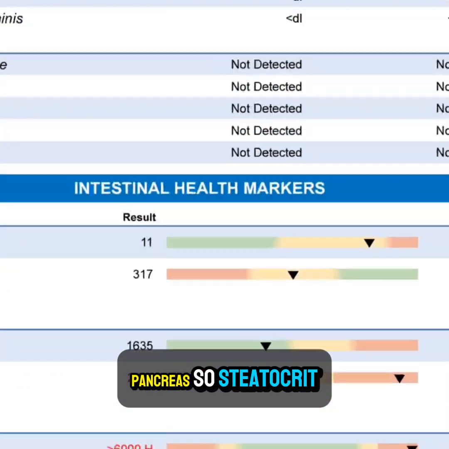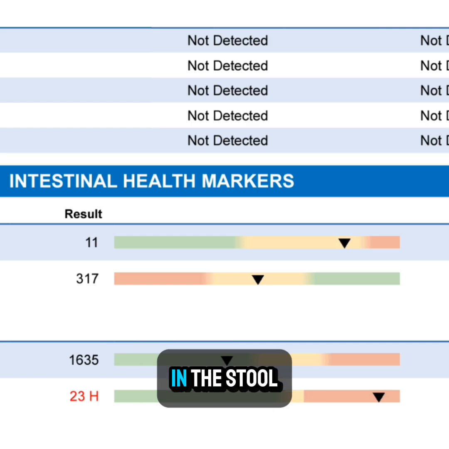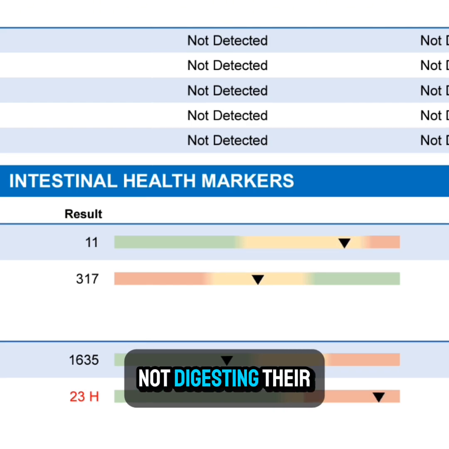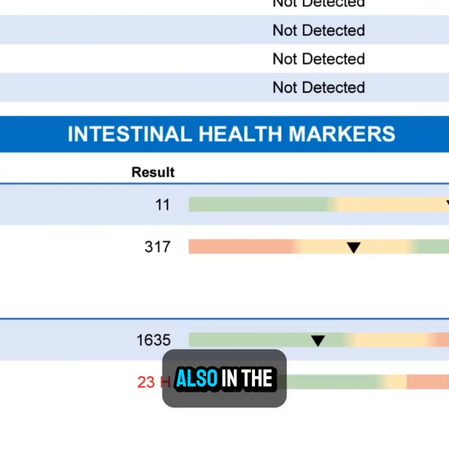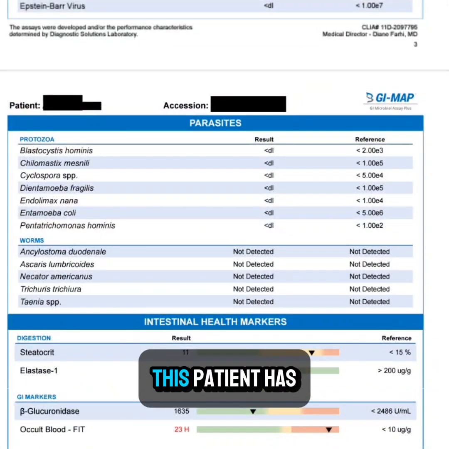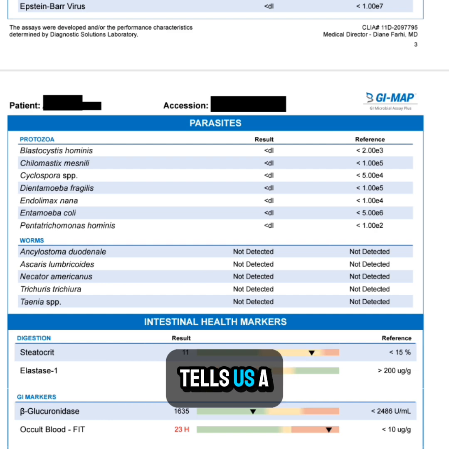So steatocrit, you see he's in the yellow for this. That's a measure of undigested fat in the stool, telling us that this person is not digesting their fat. And the elastase here, also in the yellow, tells us that this patient has poor pancreas function. This also secondarily tells us a lot about poor stomach acidity.